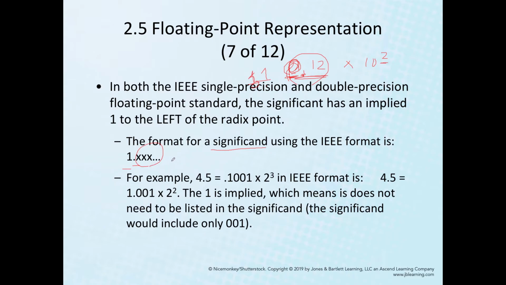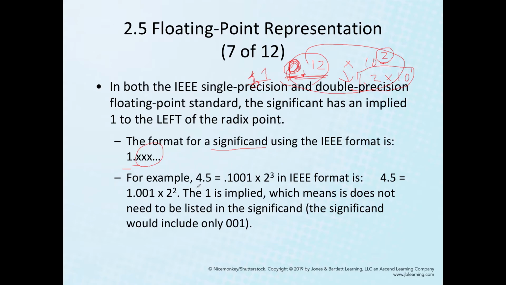That's called normalization. By adjusting the exponent, you can do that. If I have 0.12 times 10 to the second power, then we can adjust this to 1.2 times 10 to the first power. So you can always adjust the exponent so that the whole part is always 1. Of course, this is a decimal representation, but in binary representation, it's the same thing.